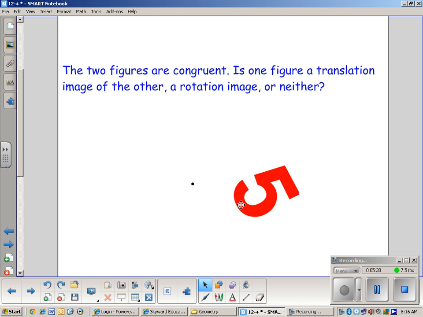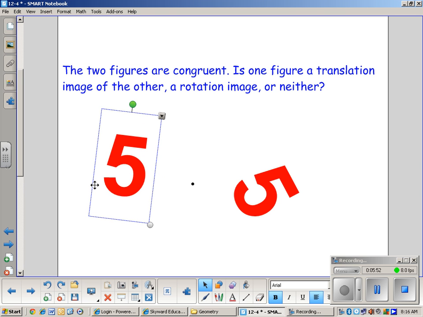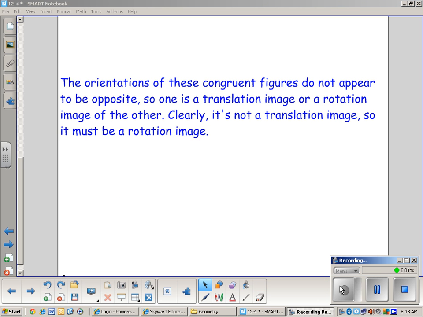So if it was here, then it would just be a simple slide. But because this is like this, then I'm rotating it around there. So this is a rotation. It's harder to see, so I might as well pause this because you can't see it on the screen. And look at that, her and I agree.